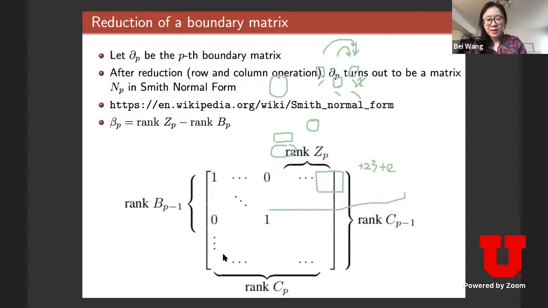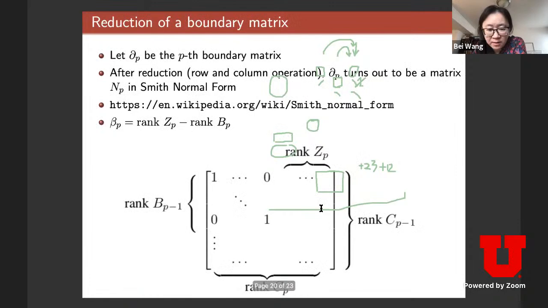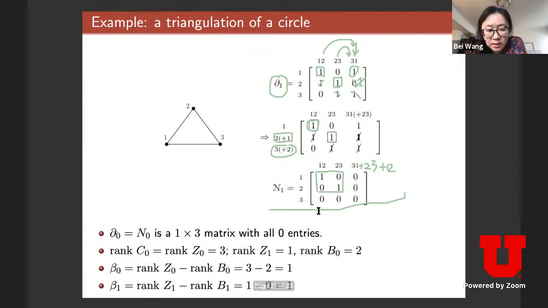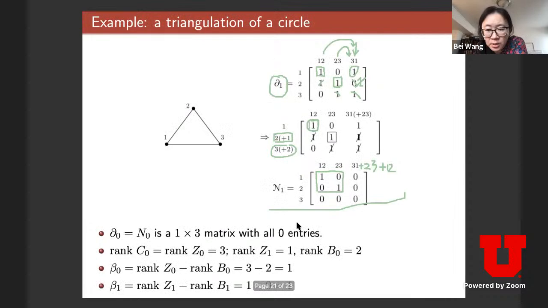Once we reach this form, the rank of C0 is going to be the rank of Z0, which is the number of columns, which is 3, okay? So let's compare those two. Remember this right here: the number of empty columns is the rank of Z1, okay?